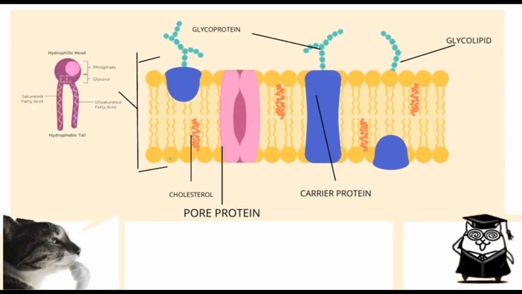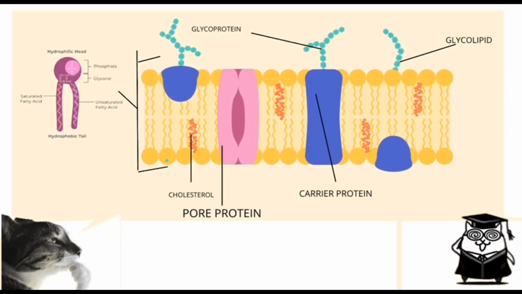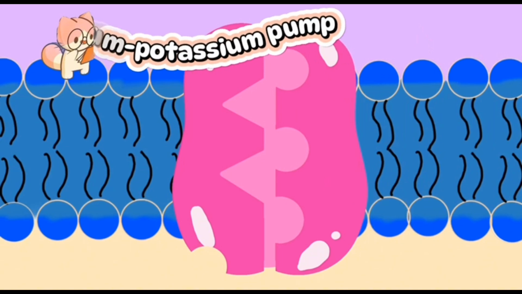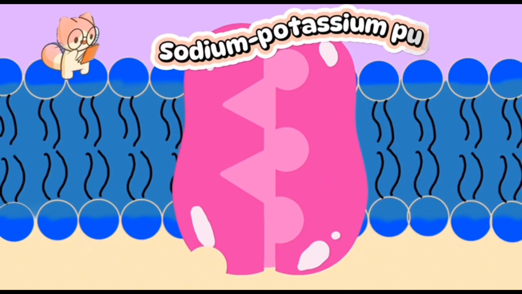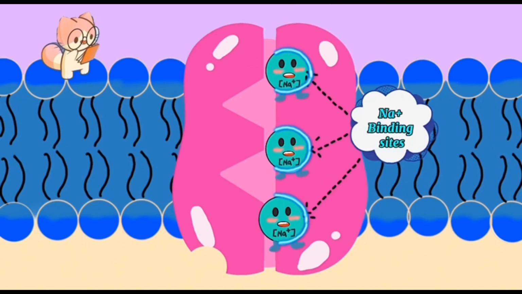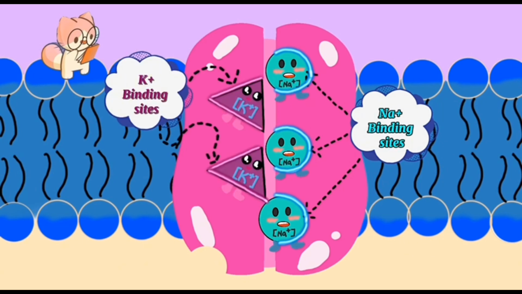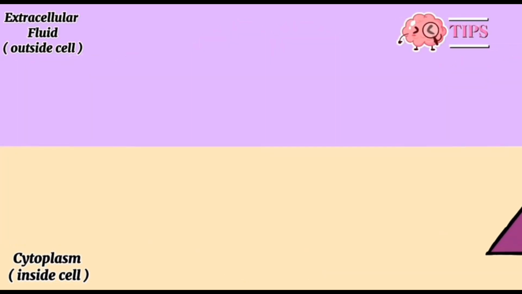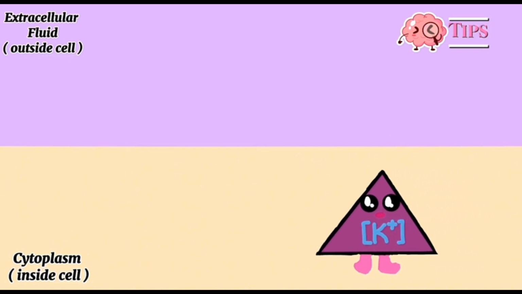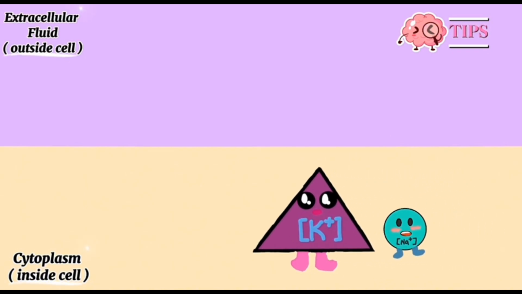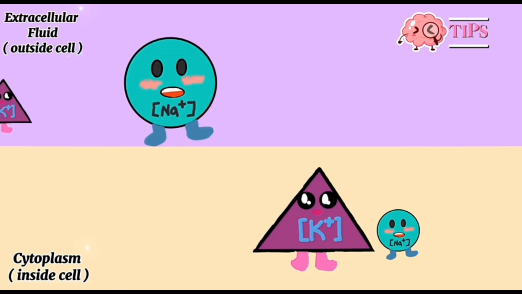This is the plasma membrane from earlier, and some of the components involved. The sodium-potassium pump has two specific binding sites: a sodium ion binding site and a potassium ion binding site. Inside the cell, potassium ions are high compared to sodium ions, which are low. Meanwhile, outside the cell, sodium ions are higher than potassium ions.